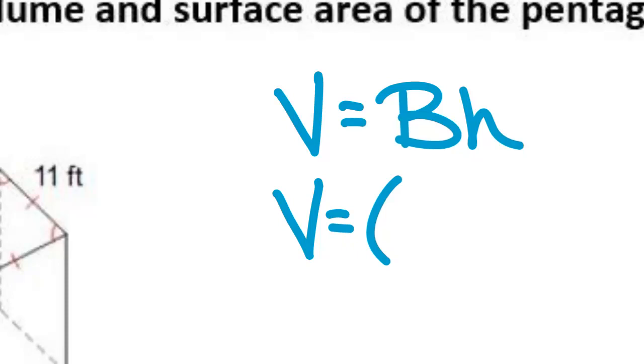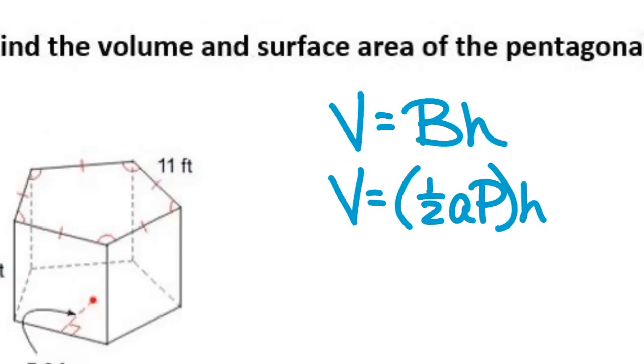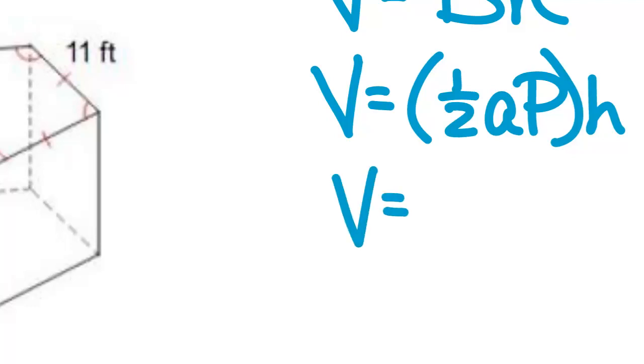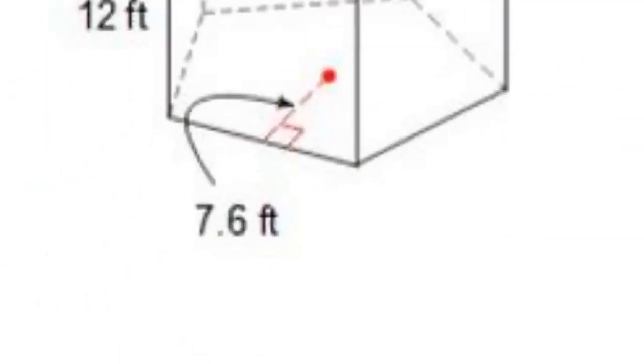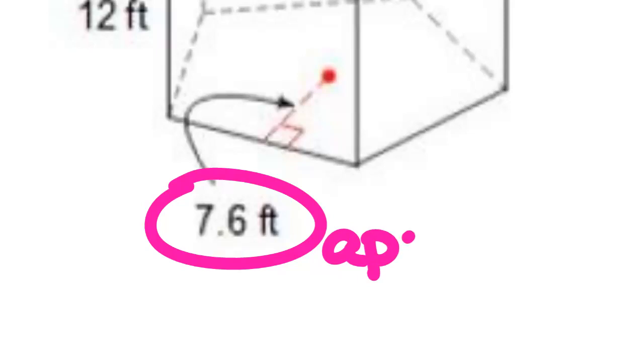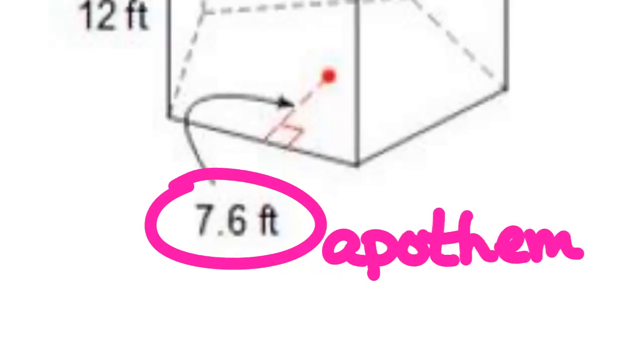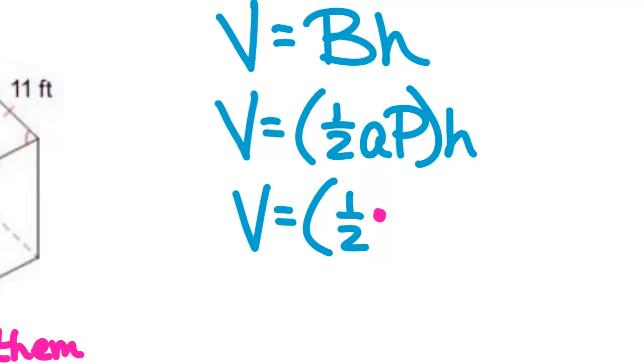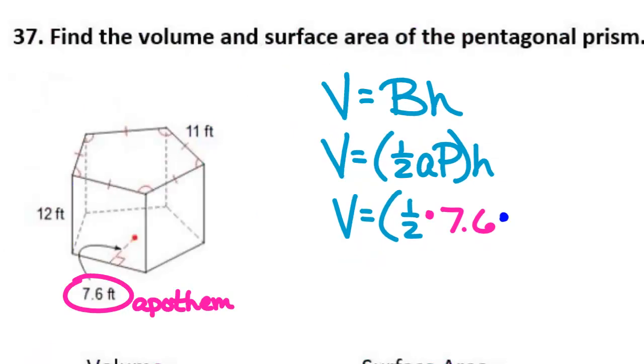Guys, if this isn't on your formula sheet, on your cheat sheet, you absolutely need this on your cheat sheet. How do you find the area of a regular pentagon? 1/2 times the apothem times the perimeter. So 1/2 times, do we have to go and find the apothem here? Nope, they gave it to us. How big is it? 7.6. Times the perimeter of that base.